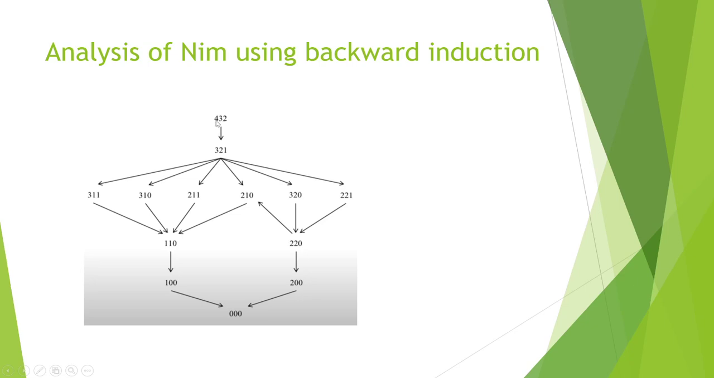of, let's quickly do it in our head, this is a nim sum of 5. So it is not 0. And all these other N positions have a nim sum of non-zero.